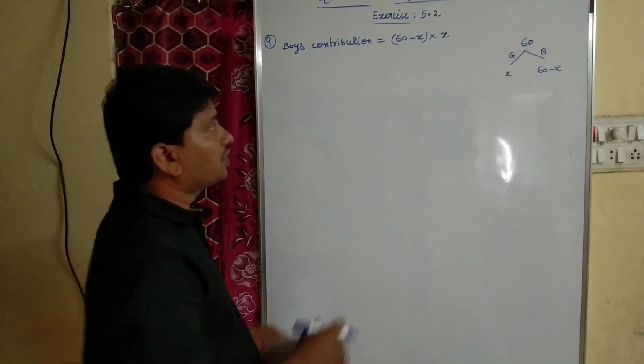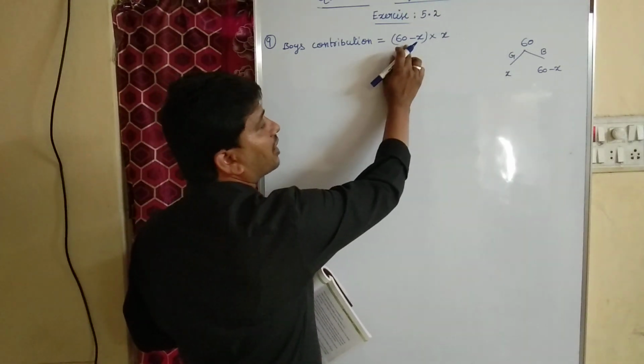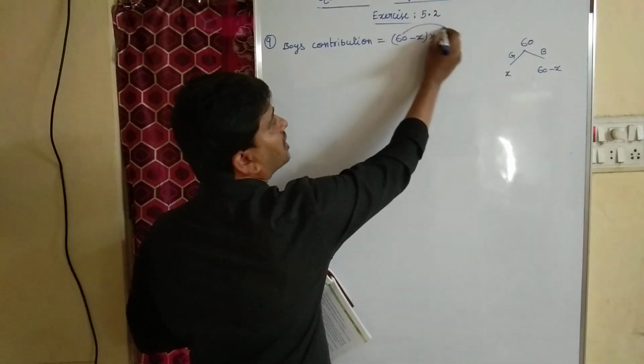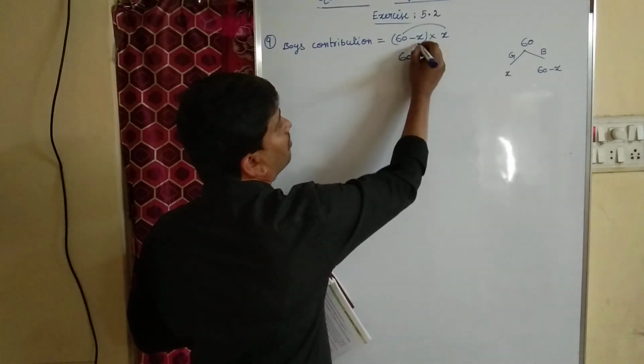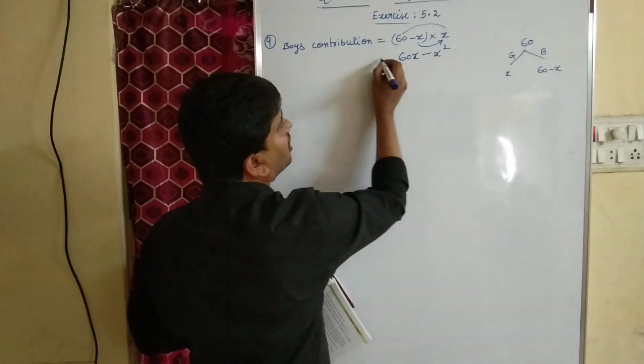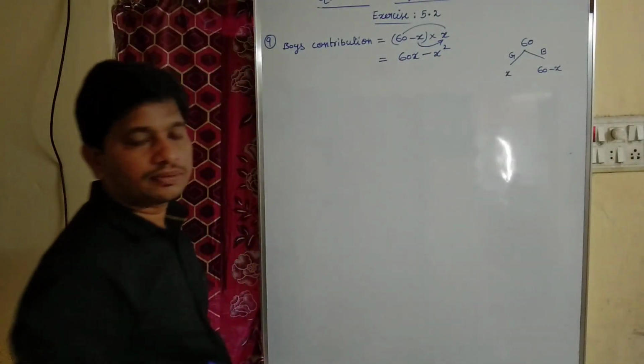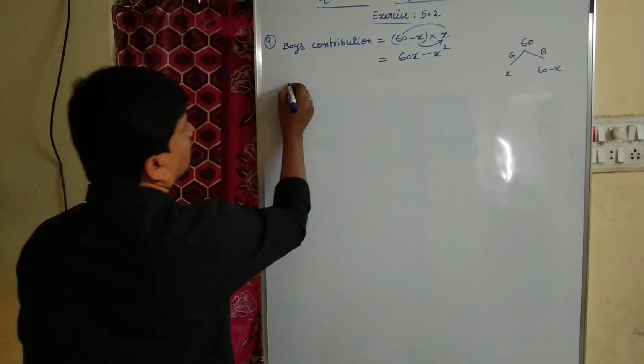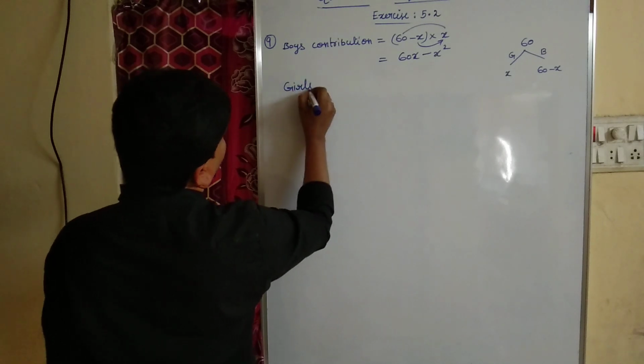Okay, children? Did you understand? This is the number of boys and the contribution of each boy. So 60 into x is 60x, minus x into x, x square. This is the contribution of boys. Now, let us see what is the girls' contribution.